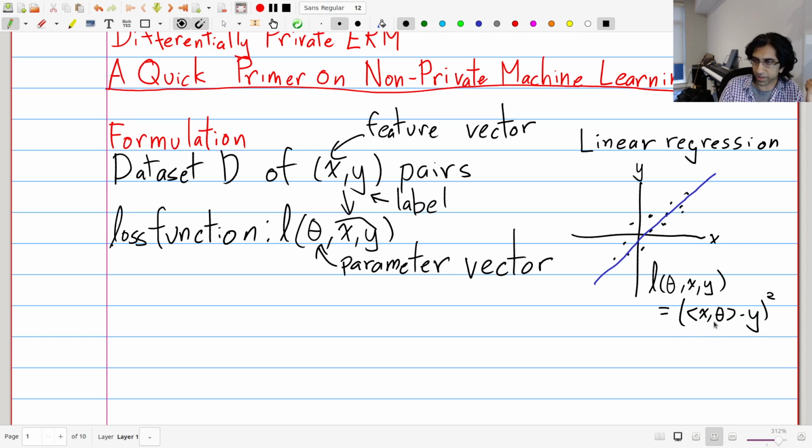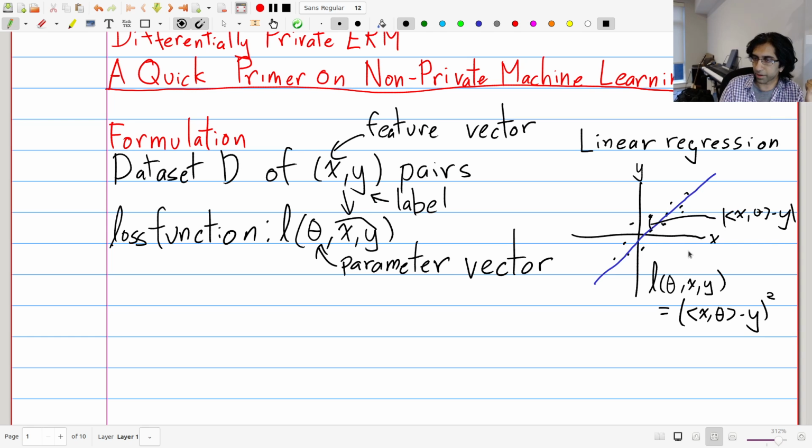But you can see here at least that this measures the error between the line and the actual value. In other words, it would be this distance here. You look at the distance between what the x times theta is, that would be this point, minus the y value, and you square it. Let me just draw it out here. This distance here is equal to x comma theta minus y.